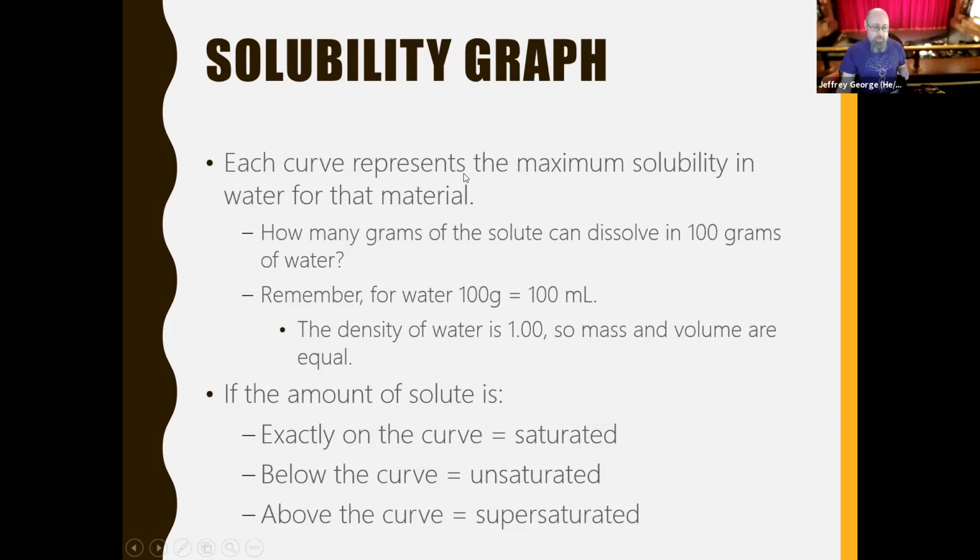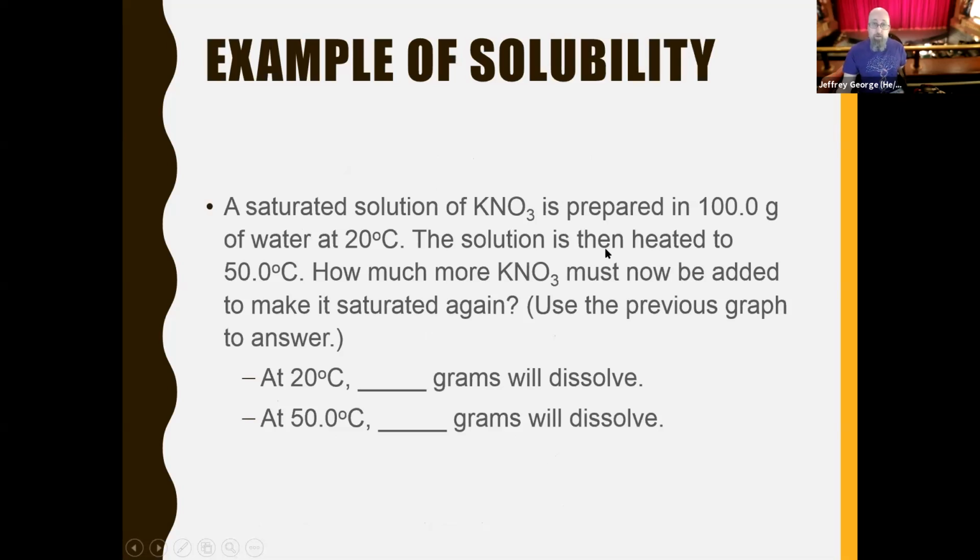All right, so each curve that we have represents the maximum, all right? And that maximum is the amount that will dissolve in 100 grams of water, right? Remember that for water, 100 grams is the same as 100 milliliters. So just in case you see that in a problem, I don't think I have any problems for you that have that, but the density of water is 1, and so that means the mass and the volume are the same, okay? And then the amount of solute is saturated if it's exactly on the curve, right? If it's below that, less than the maximum, it's unsaturated, and if it's above that, it's called supersaturated. All right, so let me go through one example with you here, right?